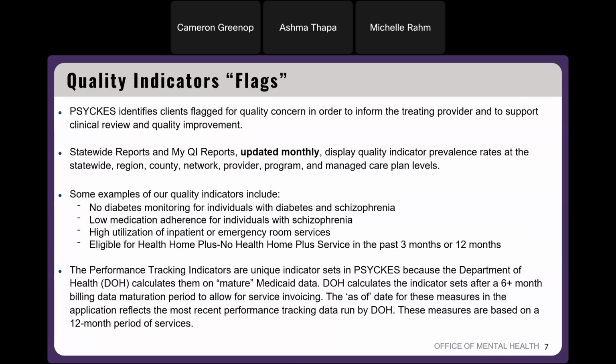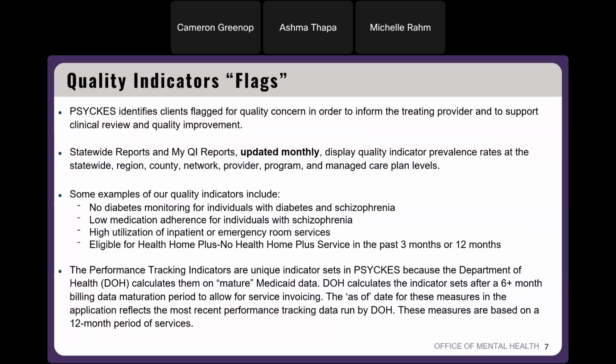These flags can assist with supporting clinical review as well as quality improvement. Another thing I want to mention in regards to these quality indicators is that we also provide the information as aggregate data, which allows you to view the prevalence rates at the program level, at the agency level, managed care by region or state. So you can peek at these prevalence rates and compare them to identify opportunities for improvement.